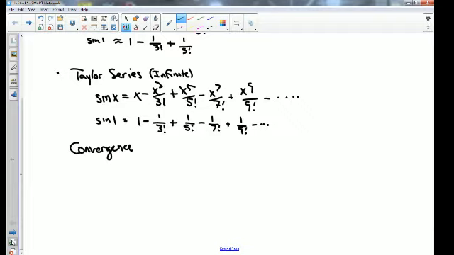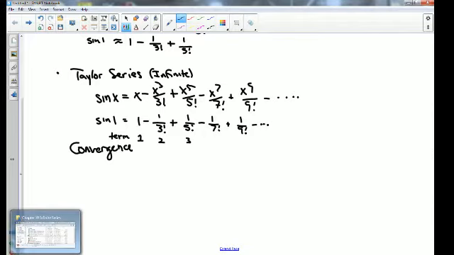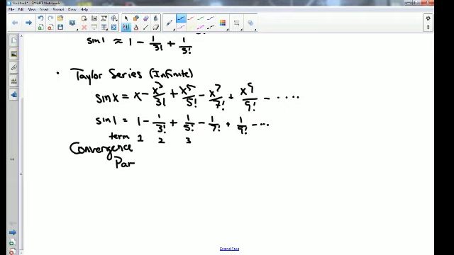So, are you okay with me calling these terms, term 1, term 2, term 3, etc.? Okay, so convergence is determined by partial sums. This is probably your most important thing of the day. For a series, do the partial sums converge?